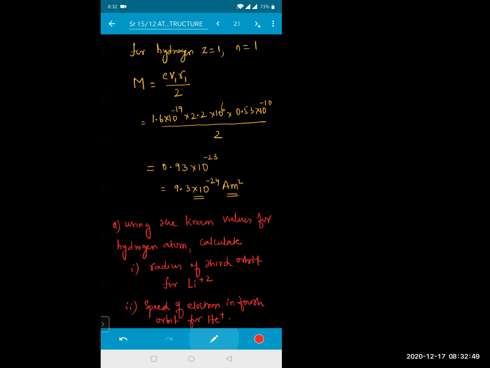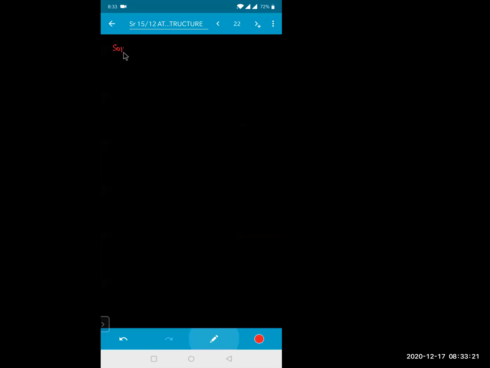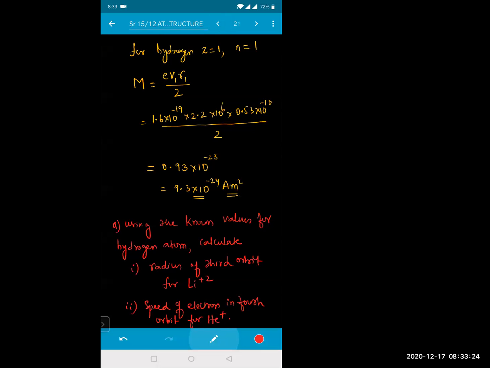Okay, try it. Using the known values for the hydrogen atom, calculate number 1, the radius of the third orbit for lithium plus 2, and number 2, the speed of the electron in the fourth orbit for helium plus. Try it.